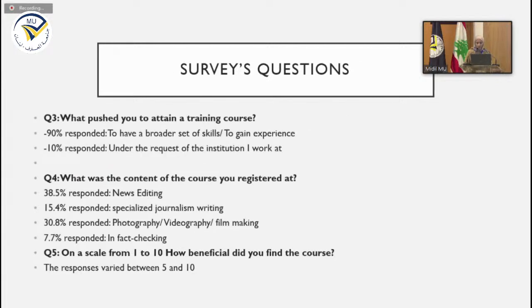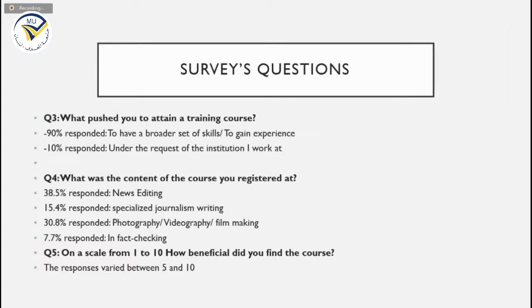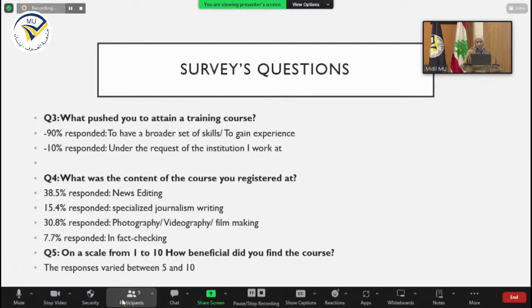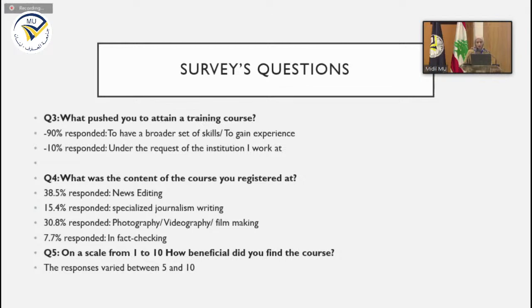Question number 3. What pushed you to attain a training course? 90% responded to have a broader set of skills or to gain experience, and 10% responded under the request of the institution I work at.